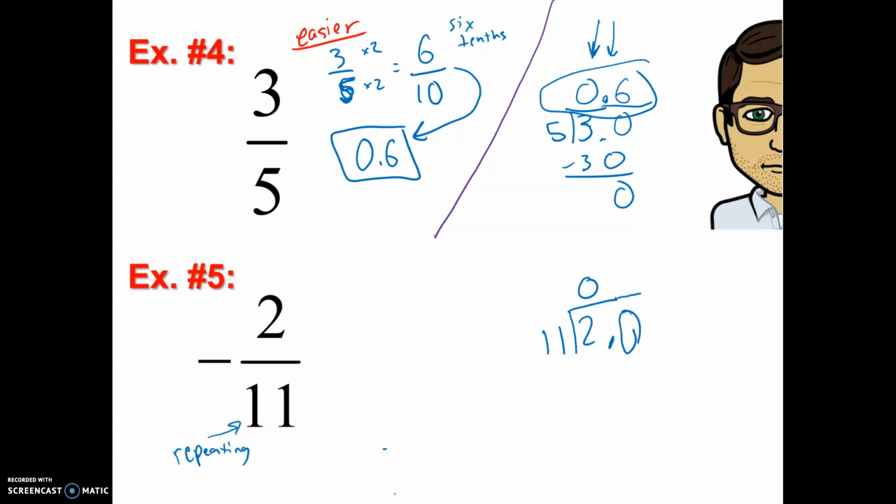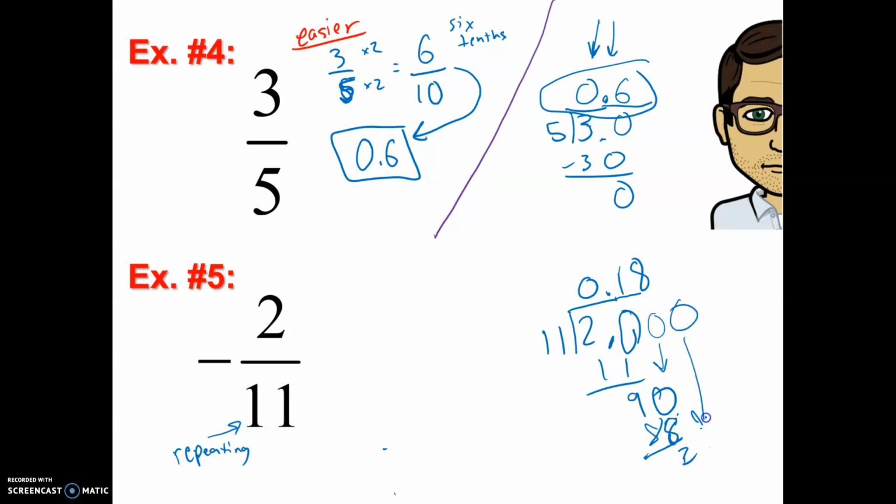I fixed it. 11 goes into 21 time, with a remainder of 9. Bring down that placeholder 0. 11 goes into 90, 8 times. So 88 with a remainder of 2.